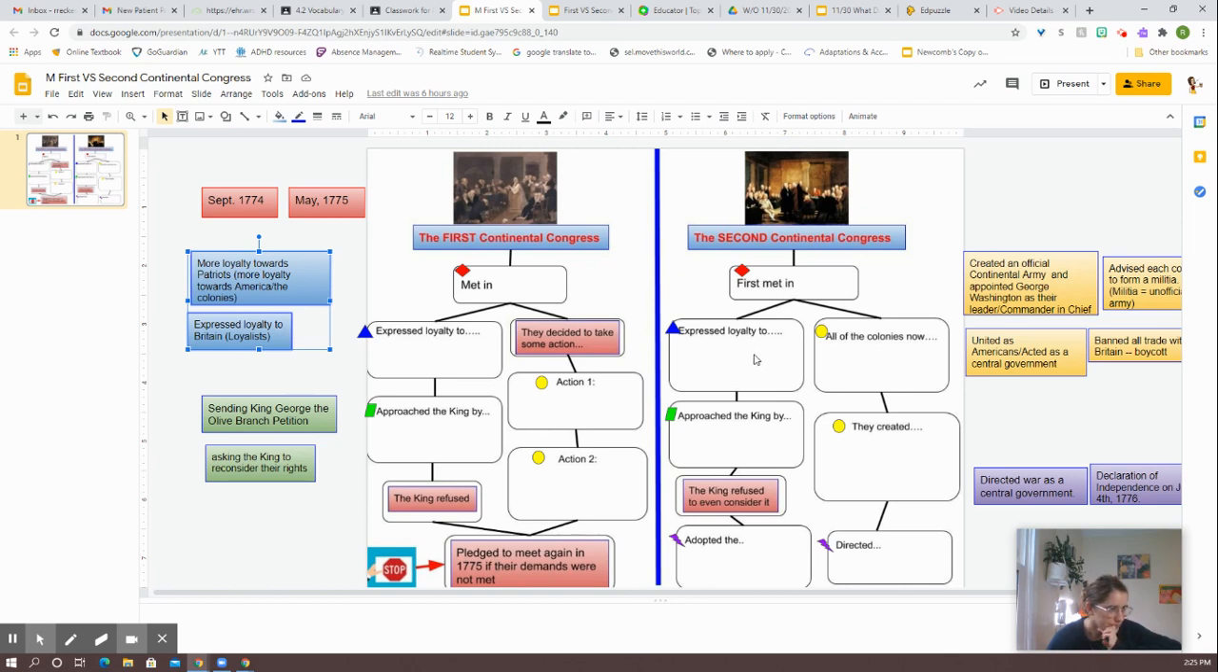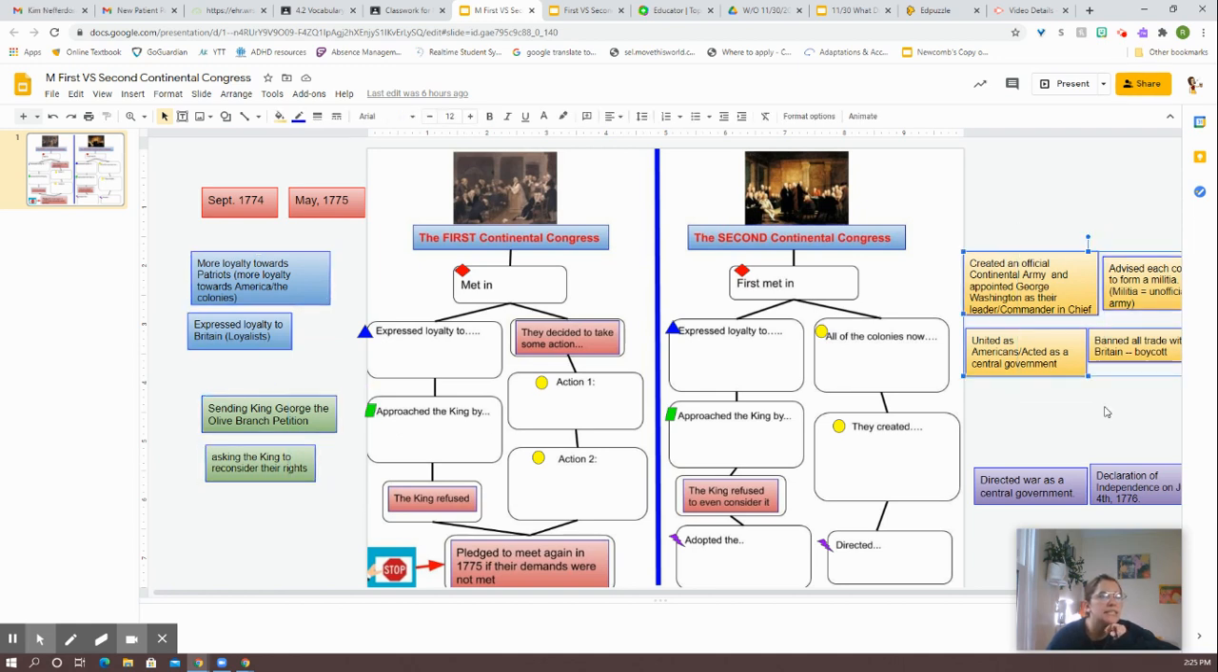Okay? Keep in mind they're going to be different, right? The First Continental Congress is going to meet on a different date than the Second Continental Congress. The First Continental Congress is going to express loyalty to someone slightly different than the Second Continental Congress. All right, you have that exact same idea with the green.